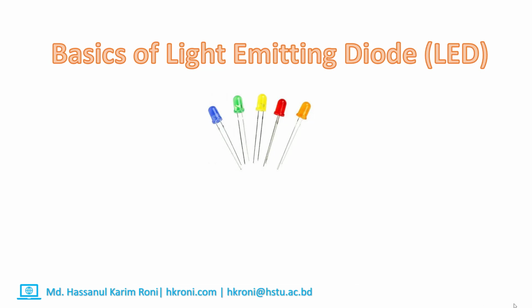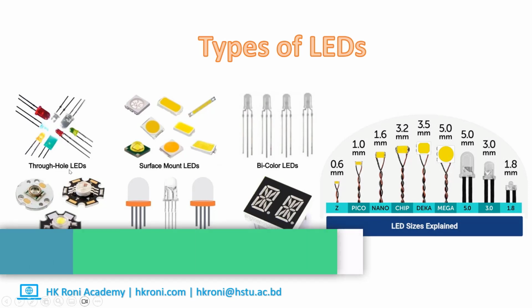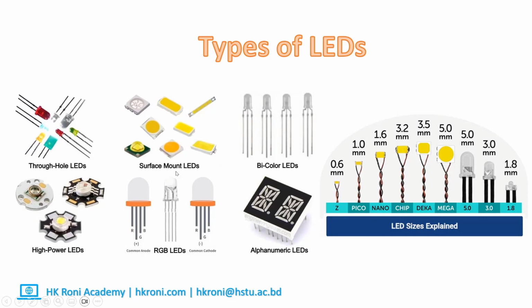So let's get started. There are several types of LEDs available in the market. The first popular type is through-hole LEDs. Then we have surface mount LEDs, bicolor LEDs, high power LEDs, RGB LEDs, alphanumeric LEDs, which are also known as 7-segment or multi-segment LEDs. These LEDs come in different sizes, ranging from 0.6 millimeter to 5 millimeter, and so on, according to the type of LED.